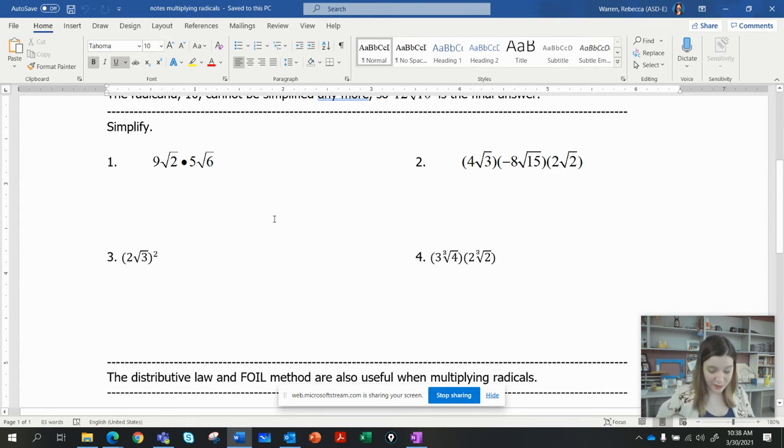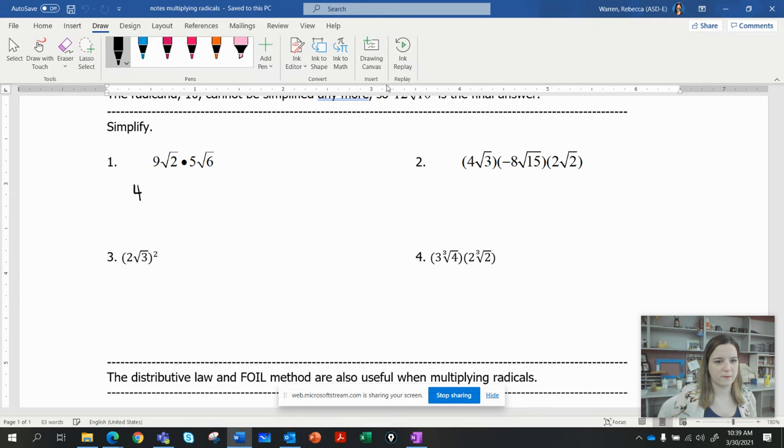I probably won't go over every single one of these, but I'll go over a few of them. So the first one, 9 times 5 is 45. Radical 2 times radical 6, that's going to be radical 12. So we've done step 1. Step 2 is to see if it simplifies further. So radical 12, can that simplify further?